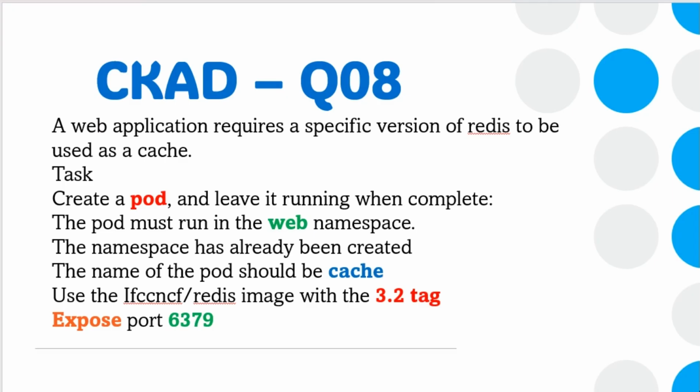Okay, so let's discuss. The web application requires a specific version of Redis to be used as a cache. Our task is to create a pod and leave it running when the pod completes. That's a simple task. The pod must run in the web namespace, which has already been created for us. The name of the pod should be cache, and we need to use the Redis image from this repo with the tag 3.2, and expose Redis on port 6379. So without any further delay, let's move on to our execution.